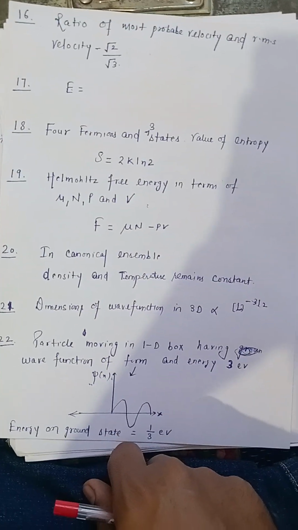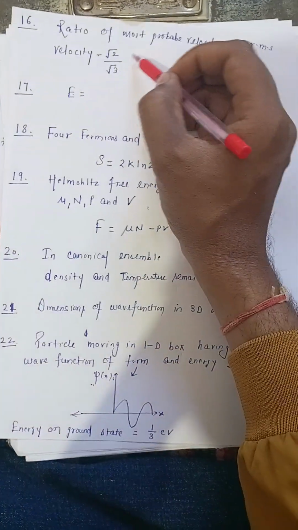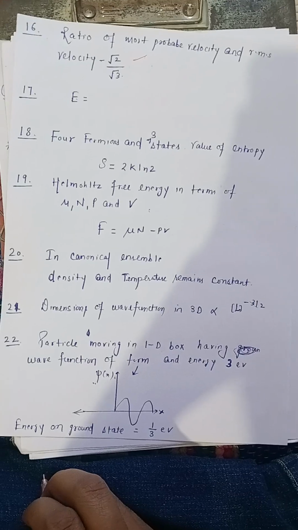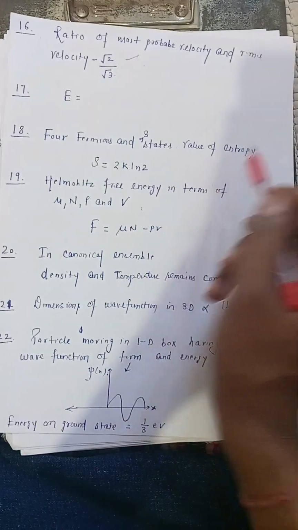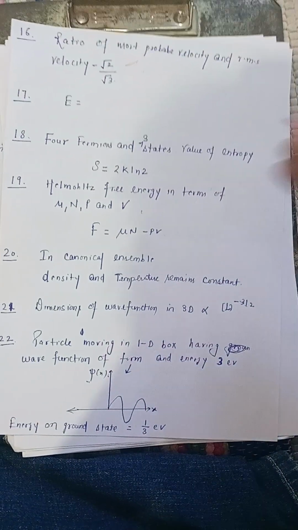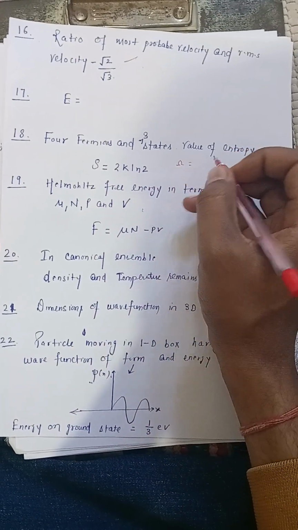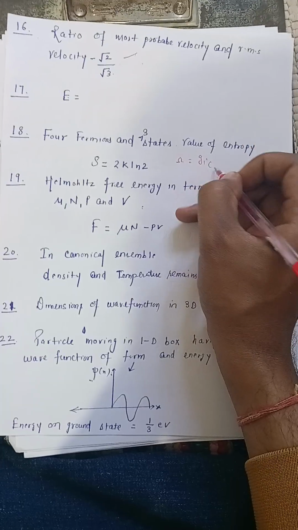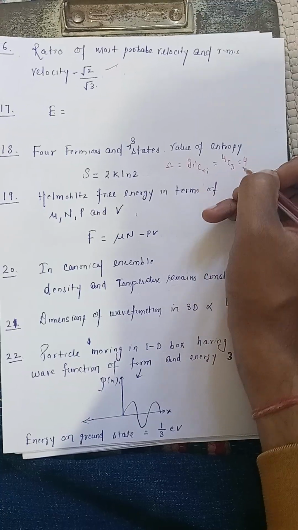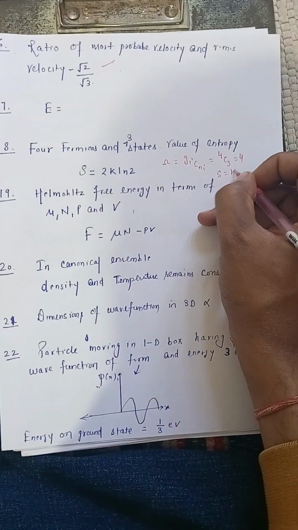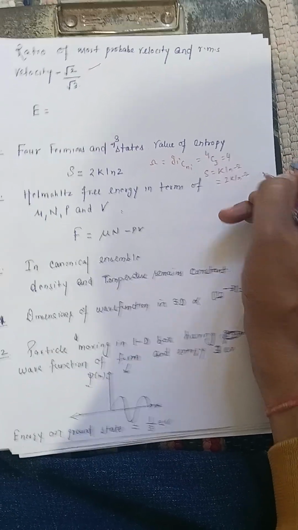Then question number 16, the ratio of most probable velocity and RMS velocity was asked. So it will be root 2 by root 3. Then 18th question, 4 fermions were given and 3 states were given of degeneracy 1. So we were asked to find the entropy for this system. So first we can find omega from here, which will be the product of g_i C n_i, and it will come out to be 4C3, that is equal to 4. So from there we can use S is equals to k ln omega, and this will be 2k ln 2. You can find it easily.